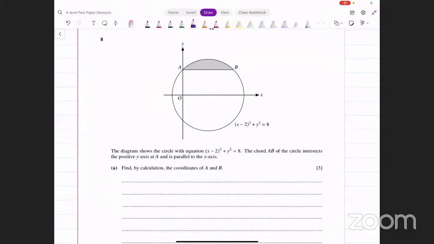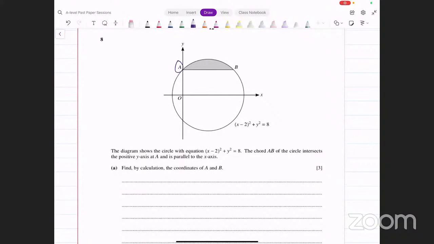The diagram shows the circle with equation x minus 2 whole square plus y square equals 8. The chord AB of the circle intersects the positive y-axis at A. You can see that here. And it's parallel to the x-axis, so it's horizontal. So gradient 0 है. Find by calculation the coordinates of A and B. Okay, now how do you find these coordinates? It's only 3 marks. How do we think about this?